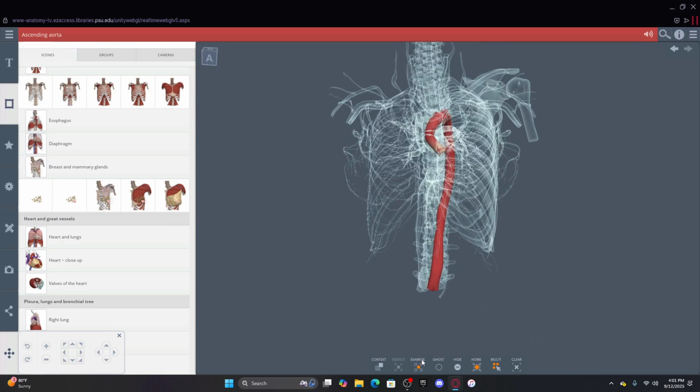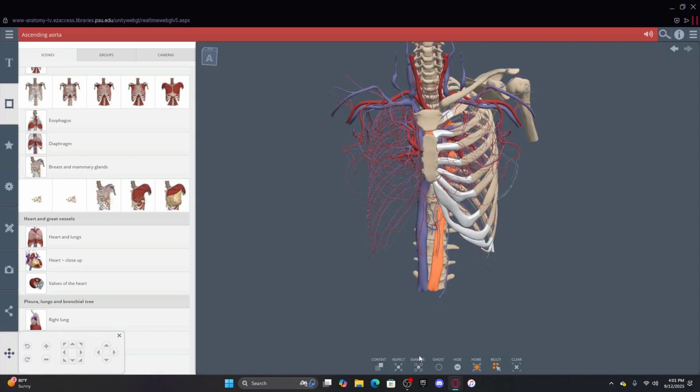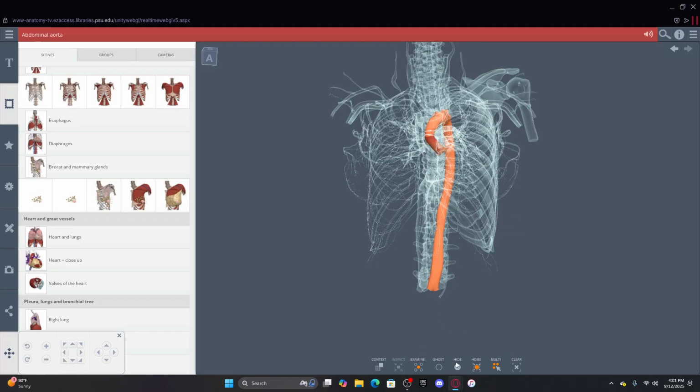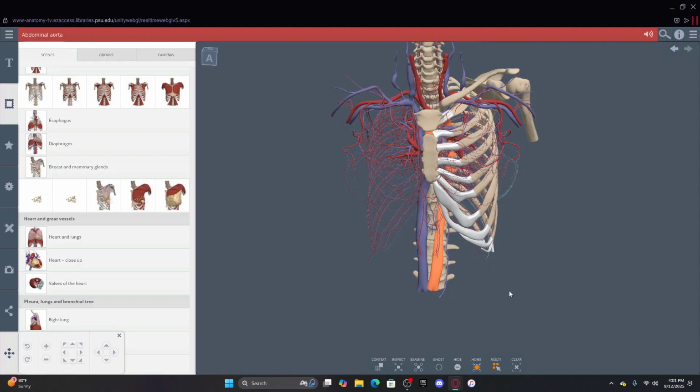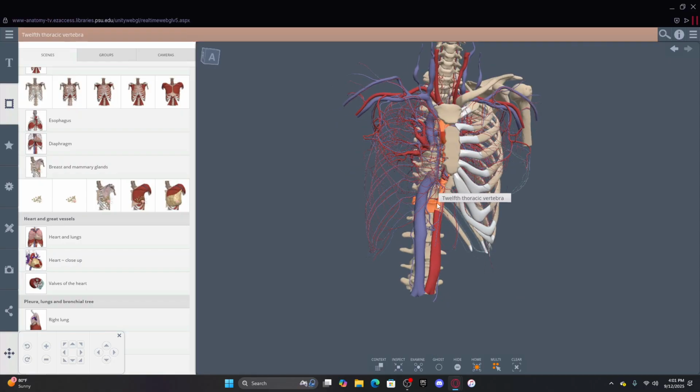All right, now we're going to move on to the superior vena cava. Examine. Let me press that there. All right, so we have the superior vena cava.